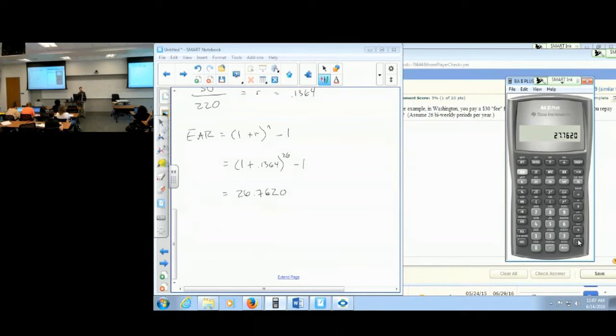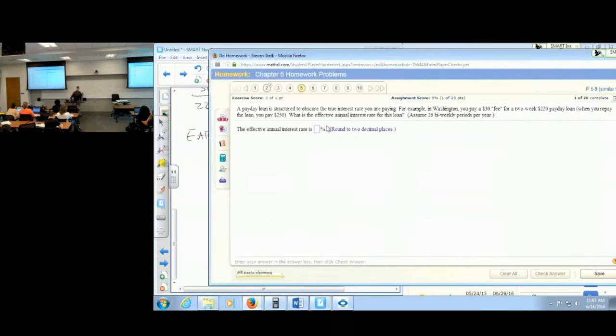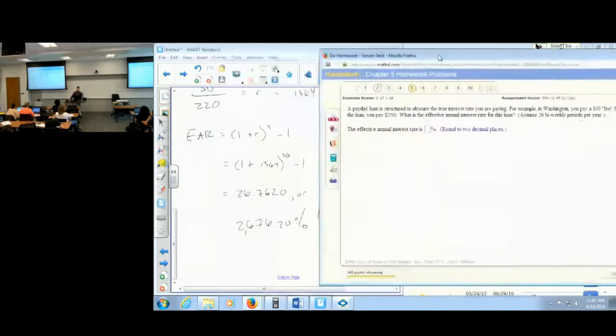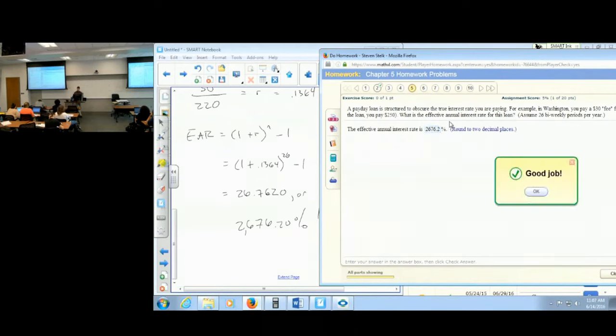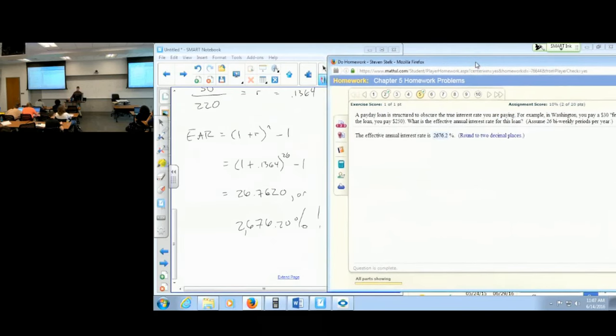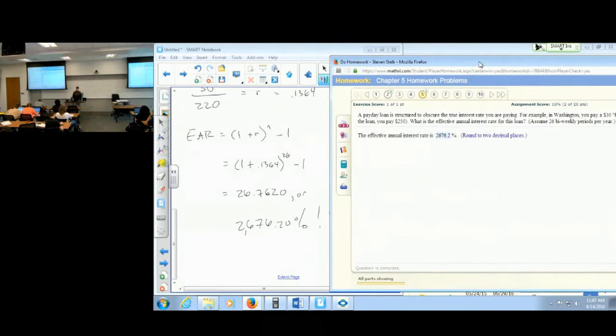So that's my decimal version. How do I turn that into a percentage? How many places do I move the decimal? $2,676.20%, the effective annual rate on that one.